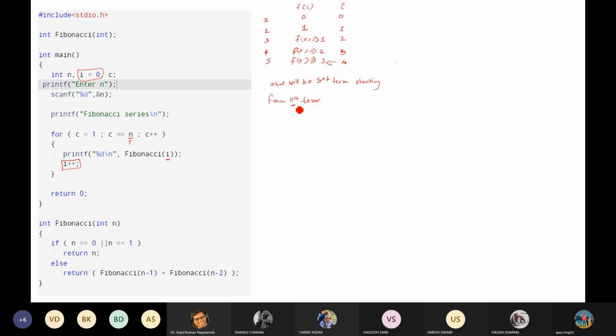Correct? Yes sir. And be careful. If I am writing first term, then this answer is correct. If I am writing 0th term, then what will be the next value? This will be your 5. So be careful. Okay.